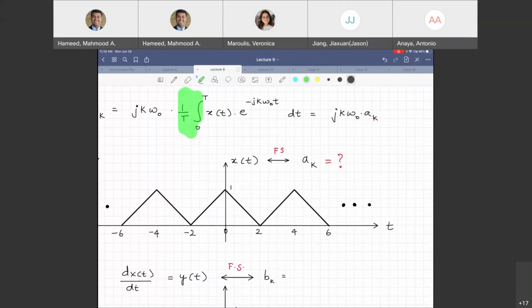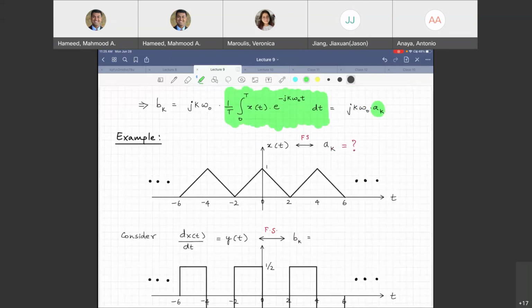Questions about time derivative property, how it could be useful, how we have proved it. The proof of all these things is essentially: start off with an equation for ak, then plug in the new signal, apply change of variable or some property of integration, simplify. Okay.